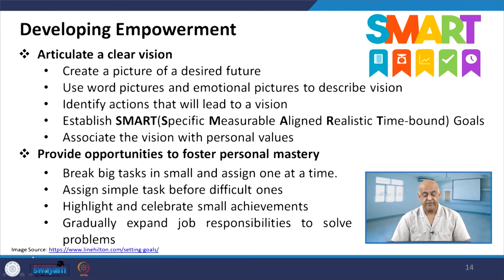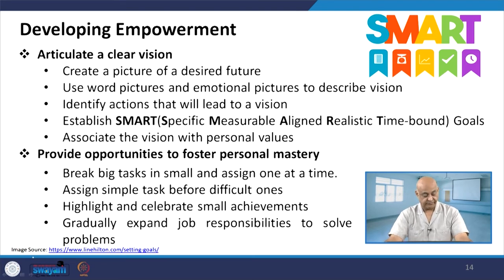Associate the vision with personal values, so whatever the personal values are, they will be covered along with developing a clear-cut vision. Personal values are to be part of it, otherwise that vision will be impossible to attain. Provide opportunities to foster personal mastery. Break big tasks into small ones and assign one at a time. Assign simple tasks before difficult ones. Highlight and celebrate small achievements. Gradually expand job responsibilities to solve problems.